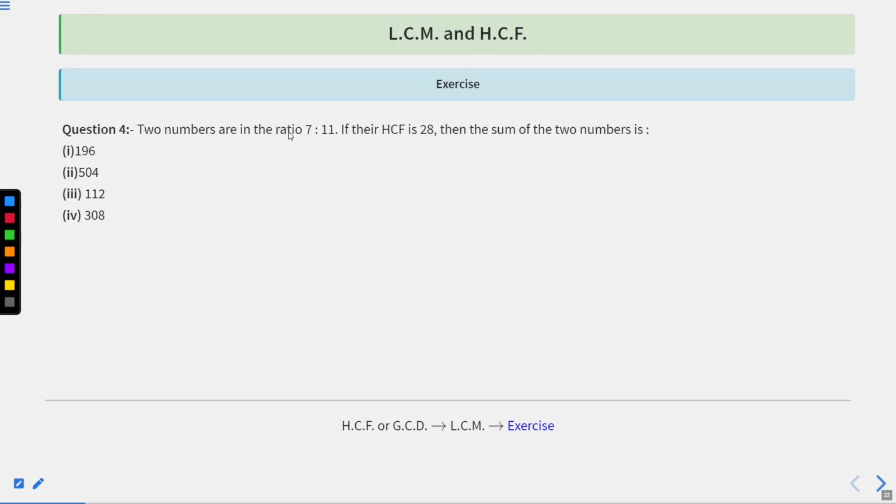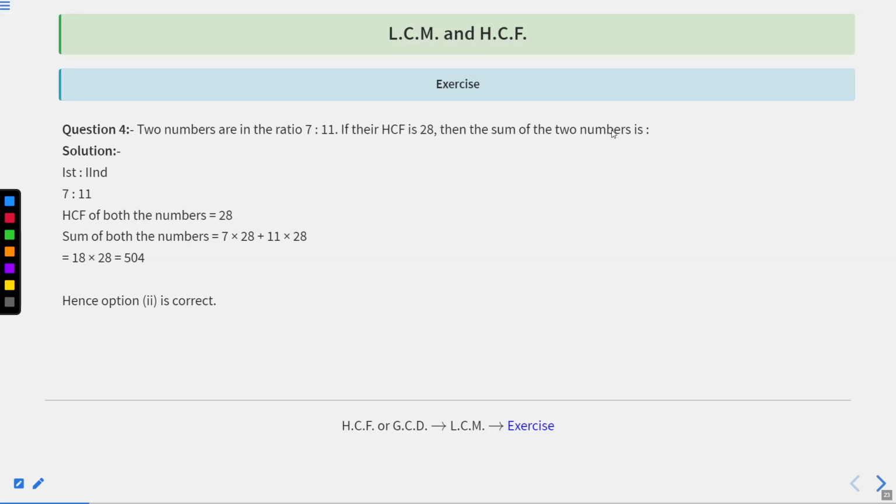Two numbers are in the ratio 7:11. If their HCF is 28, then the sum of the two numbers is? The first number and second number have a ratio of 7:11. The HCF of both the numbers is 28. The sum of both the numbers is 7 into 28 plus 11 into 28. So 18 into 28 is equal to 504. So the correct option here is option number 2.